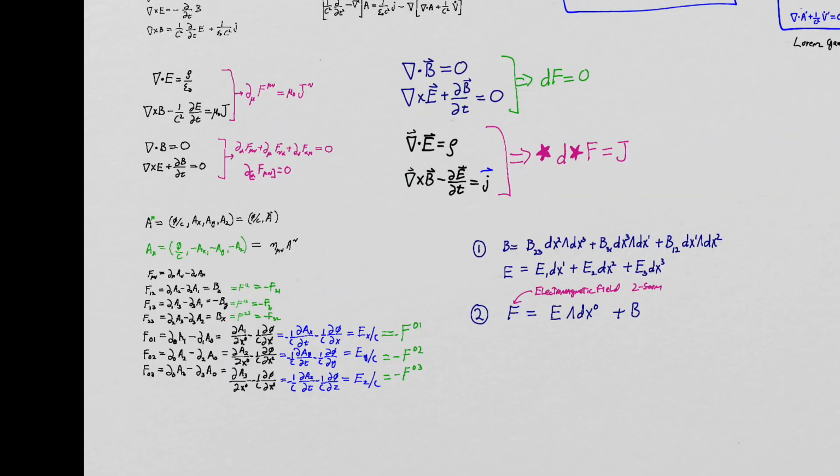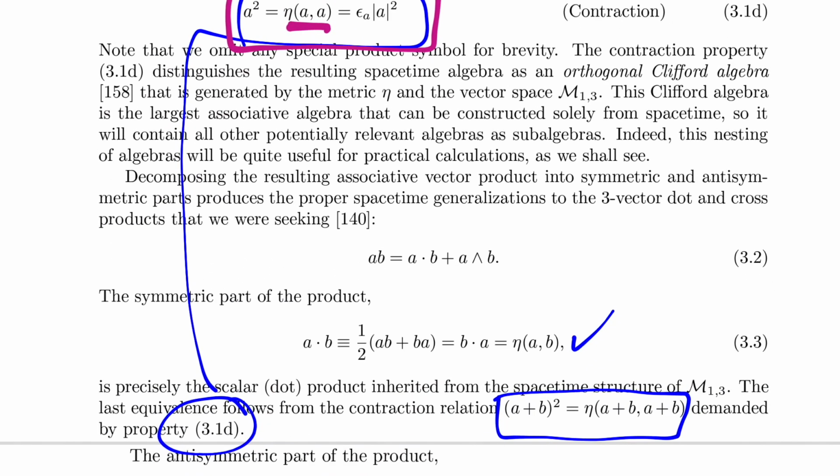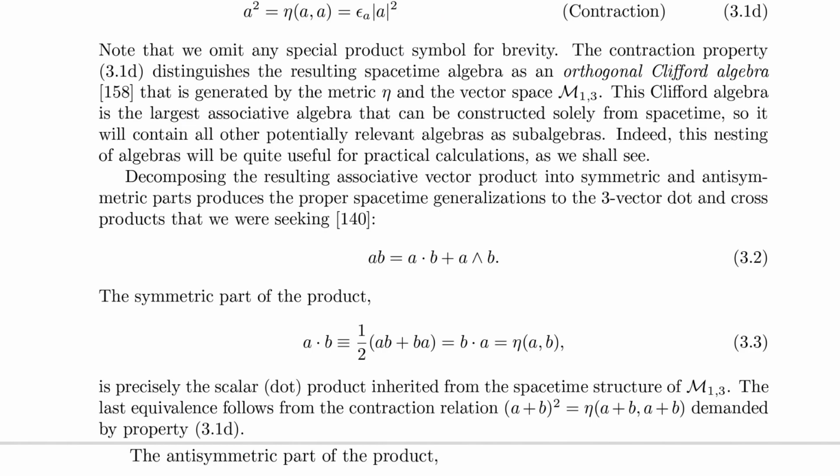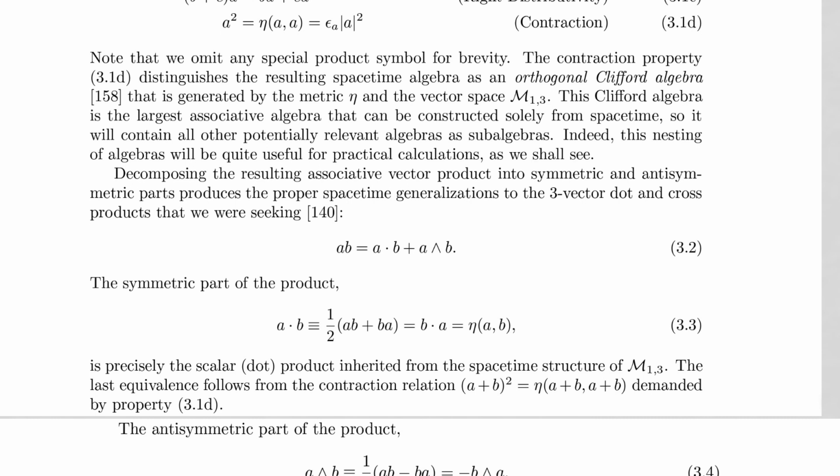And that completes the demonstration that they're alluding to right here, right? They're alluding to this demonstration. So the last equivalence follows from the contraction relation. That's this equivalence here, right? The key equivalence that they're interested in making sure we understand is that the symmetric part of the product is equal to this Minkowski contraction. So this dot product is the same as this symmetric piece.